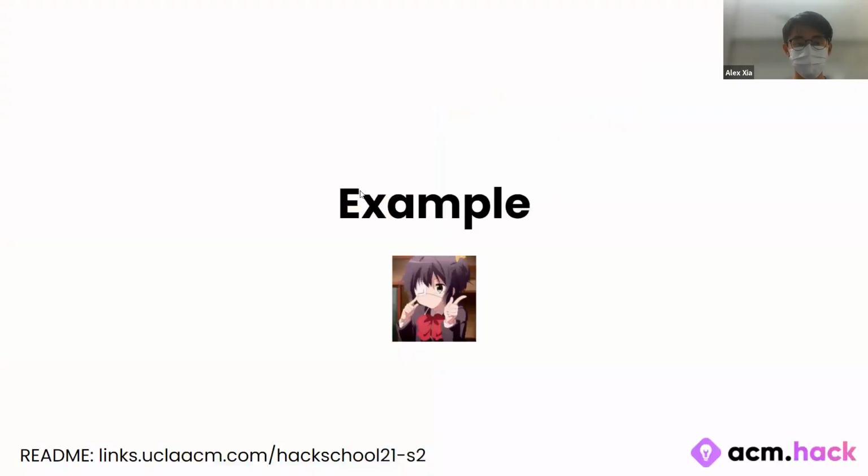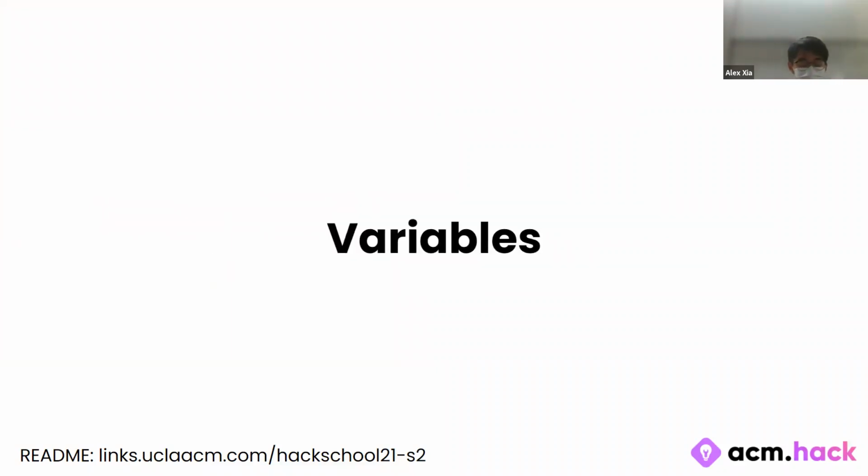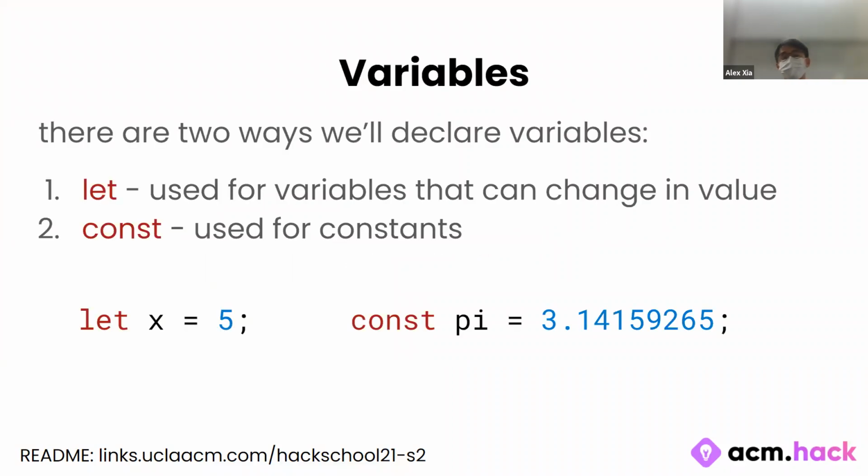All right, let's move on. What if we want to store some values to use later on? We can do this using variables. How do we declare variables in JavaScript? We can declare them two ways. The first way is using the let keyword, and this is used for variables that can change in value. On the left here, we see let x equals 5.